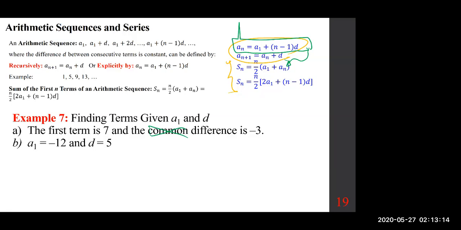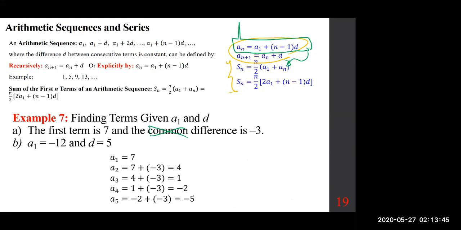So with that being the case, a sub 1 is 7, and the difference is negative 3. If you want to find different terms, all you have to do is add the negative 3. So the first one is 7, the next one is 7 minus 3, which is 4. Then the next one is 4 minus 3, and so on. That shouldn't be a problem. If the first one is negative 12, and you're adding 5, then a sub 2 becomes negative 12 plus 5, which is minus 7. Then add 5, minus 2, then add 5 again and again. These are just a few terms.